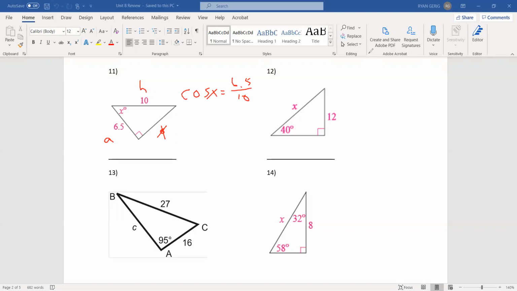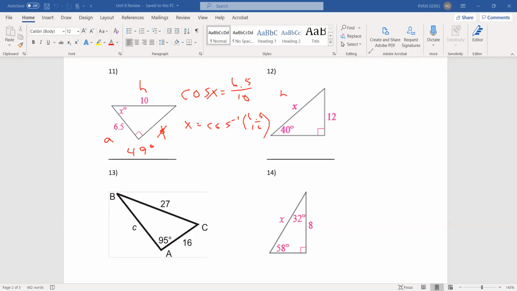So inverse cosine of 6.5 over 10 gives me 49.4. So angle measures again to the nearest whole number, so 49 degrees. All right. Number 12.